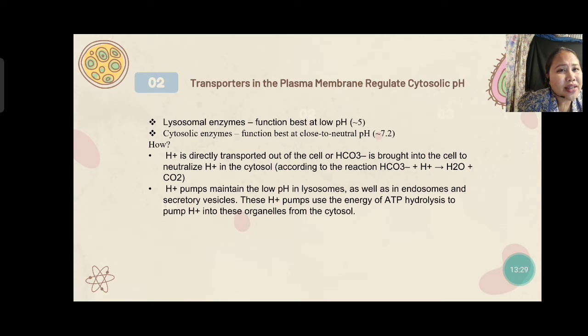Also, the other mechanism is that the hydrogen ion pumps maintain the low pH in lysosomes as well as in endosomes and secretory vesicles. So these hydrogen ion pumps use the energy of ATP hydrolysis to pump the hydrogen ion into these organelles from the cytosol. So that's how the plasma membrane regulates the cytosolic pH, which functions best at close to neutral pH, equal to 7.2.